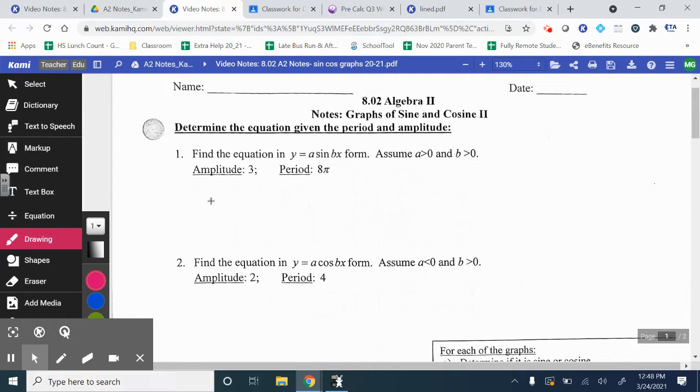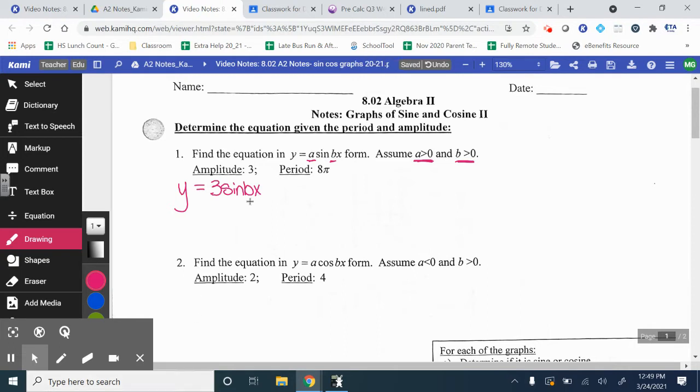For number 1, find the equation in y equals a sine bx form. Assume that a is greater than 0, so your amplitude is bigger than 0. B is also greater than 0. The amplitude is 3, and the period is 8 pi. So far, what I know is that a, my amplitude, is 3, so that's 3 sine bx.